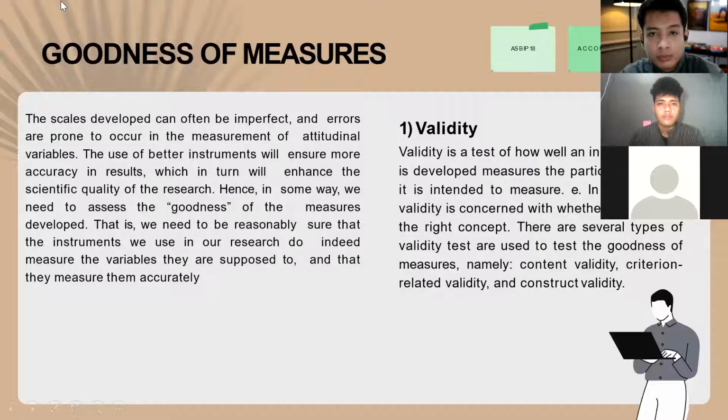First is validity. Validity is a test of how well an instrument that is developed measures the particular concept it is intended to measure. In other words, validity is concerned with whether we measure the right concept. There are several types of validity tests used to test the goodness of measures, namely content validity, criterion-related validity, and construct validity. Next slide.